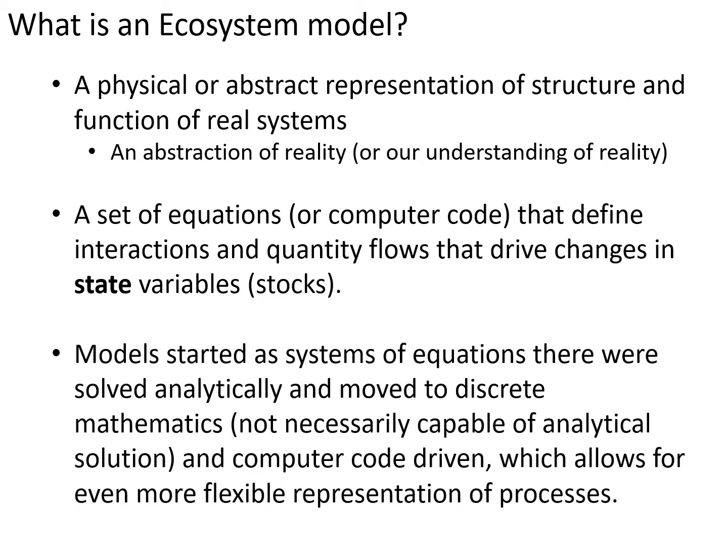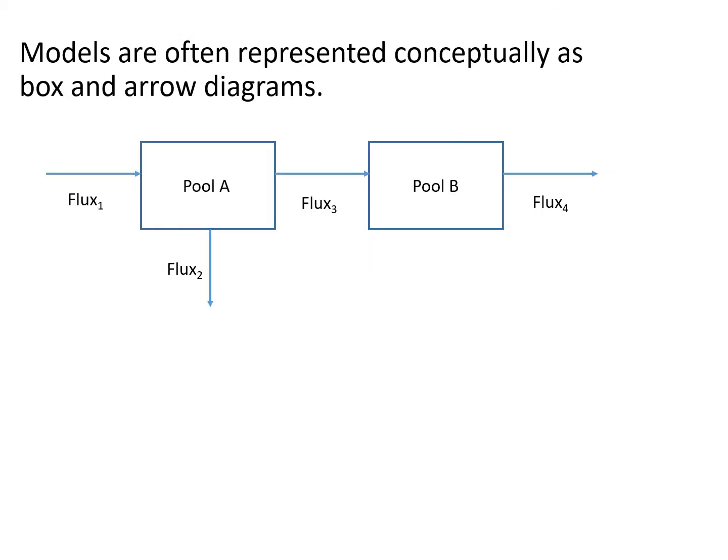Models started as systems of equations that were solved analytically, and then moved to discrete mathematics, a branch of mathematics where it was not necessarily capable of analytical solution, but you could model time varying processes without the analytical solution. And it moved to being increasingly computer code driven, which allowed for even more flexible representation of processes. So ecosystem models are often represented conceptually as box and arrow diagrams.